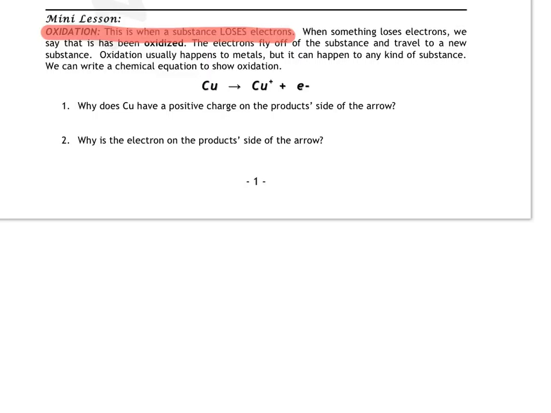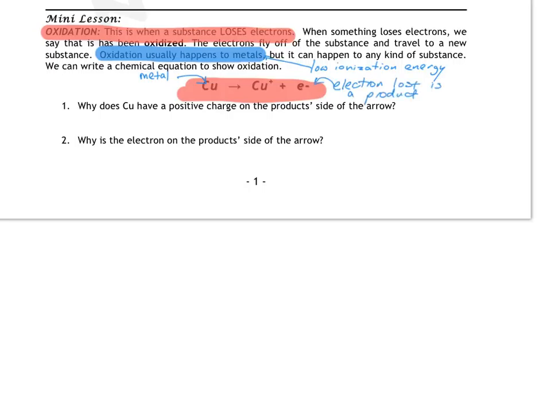Now typically oxidation does usually happen to a metal. The reason for that is because metals have very low ionization energies, which of course is the amount of energy needed to remove an electron. Here is an equation that shows oxidation. You'll definitely want to have this copied down in your notes. There are ways that this equation shows oxidation. For instance, the first one is that you have this neutral metal atom, and it shows the loss of electrons because you have an electron on the right-hand side of the arrow.